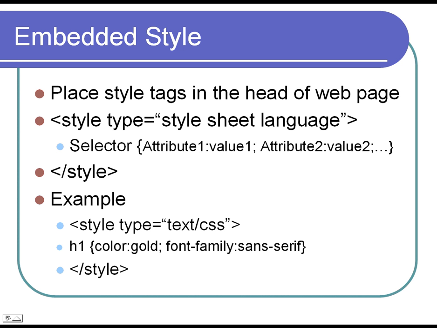Okay, so let's look at an example. Style, the type is going to be quote text/CSS quote. If we wanted to affect the H1 tag again, as we did before, we would put H1 space a brace now. Okay. Then we put color, colon, gold, semicolon, font family, colon, sans serif. Okay. Quotes aren't needed here. Then a style sheet end tag. And that way it affects the entire page.